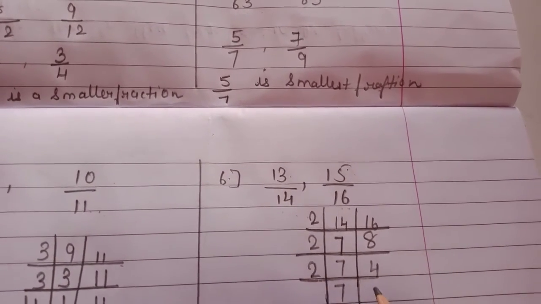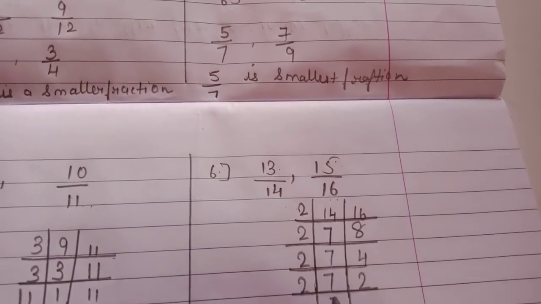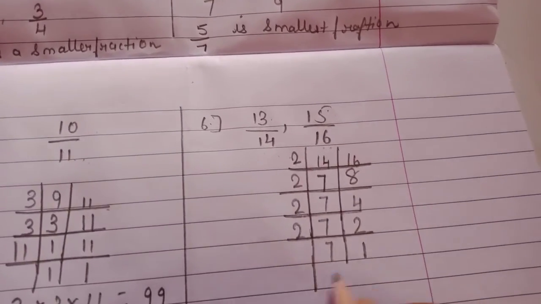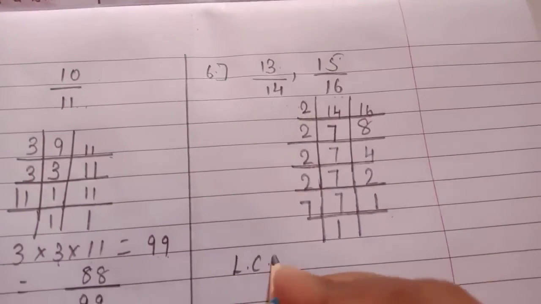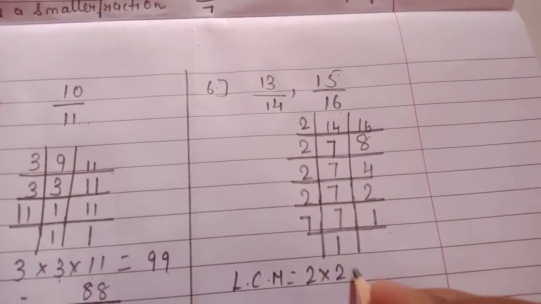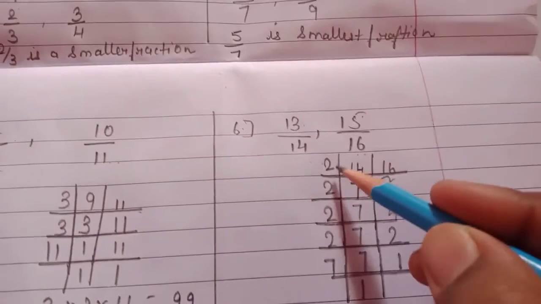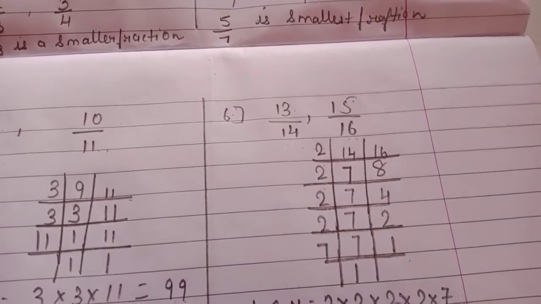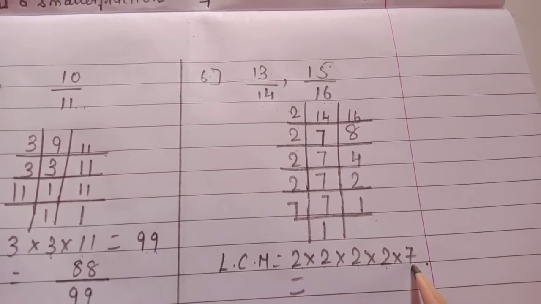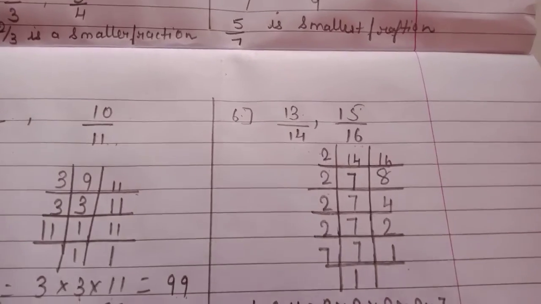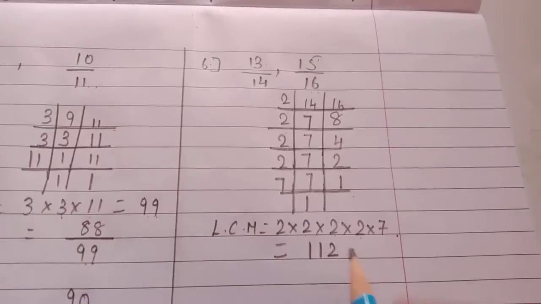Then 4 again will come in the 2 table. 2 2s are 4. Then 2 1s are 2. Now 7 is left. 7 will come in the 7 table. 7 1s are 7. So now LCM equal to 2 multiplied by 2 multiplied by 2 multiplied by 2 multiplied by 7. How many 2s? 1, 2, 3, 4. 2 2s are 4, 4 2s are 8, 8 2s are 16. 16 7s are 112. So we want denominator 112.